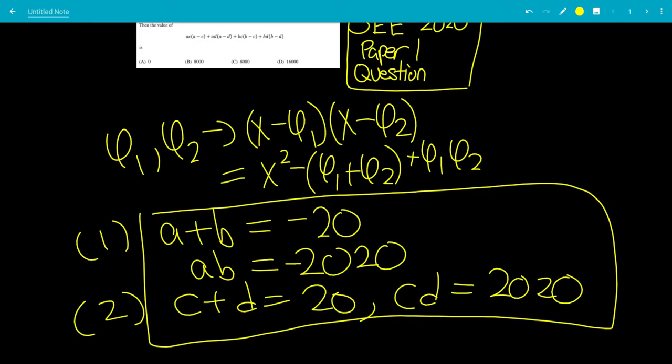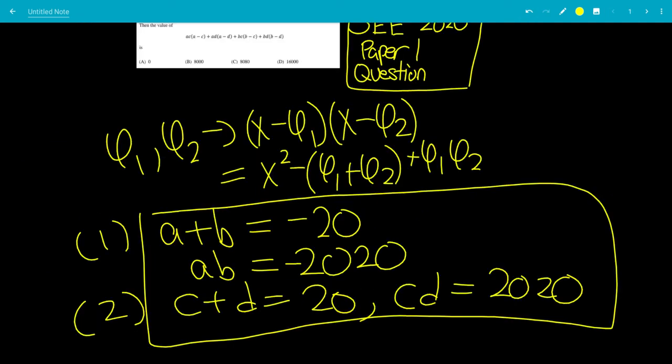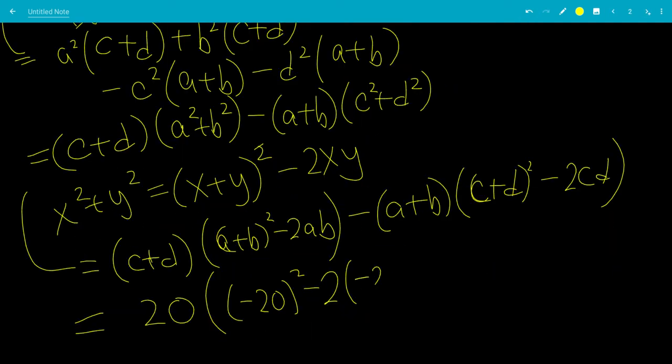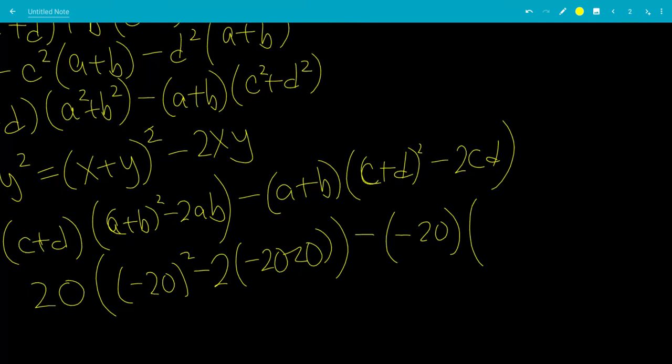So c plus d is 20. A plus b is negative 20, but we're squaring that, minus 2 times negative 2020, with a negative sign. Yep. 2020. And then parentheses minus, and we're going to have minus 2020 times 20 squared minus 2 times just 2020, I think. Yep.